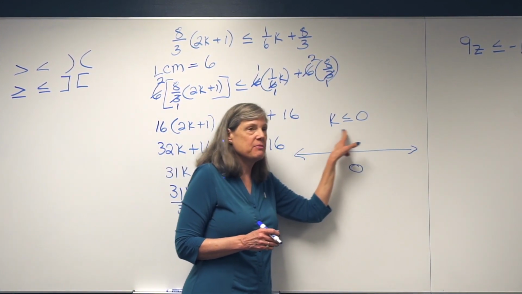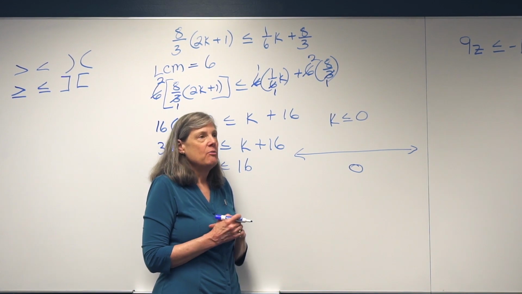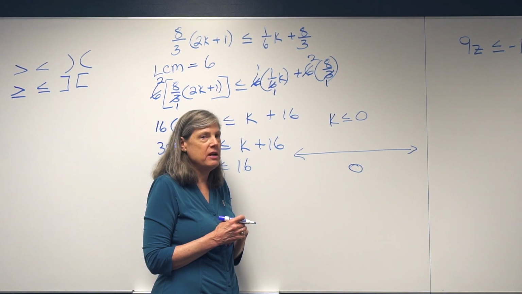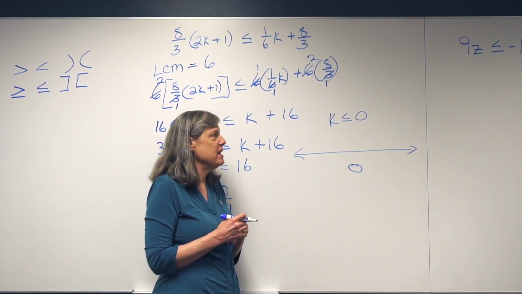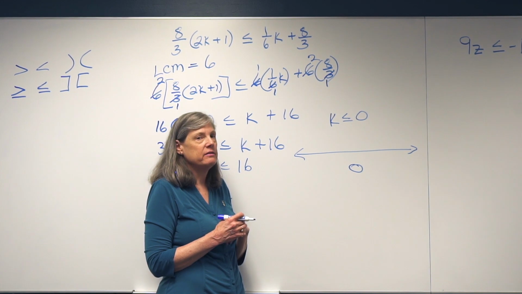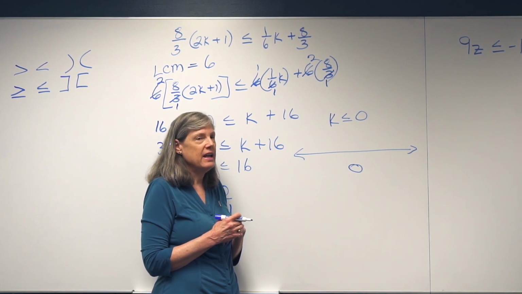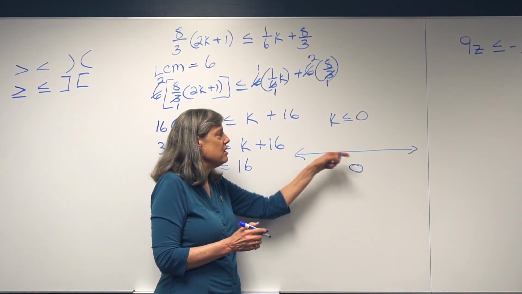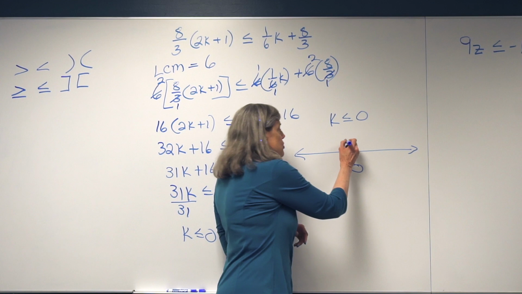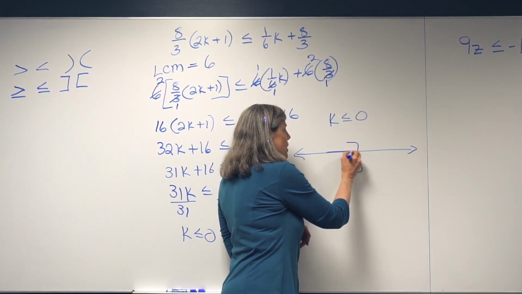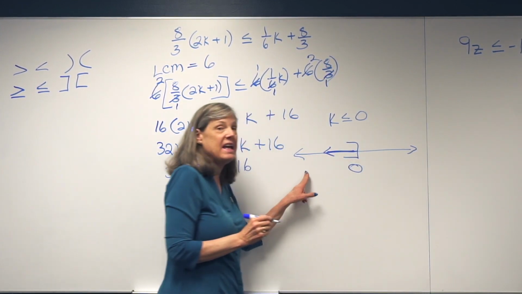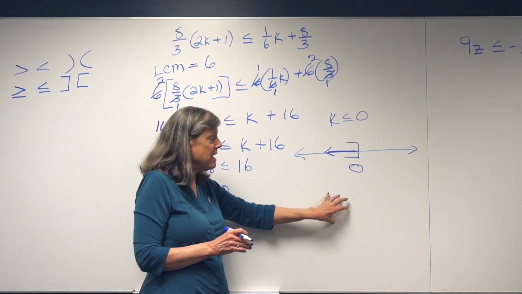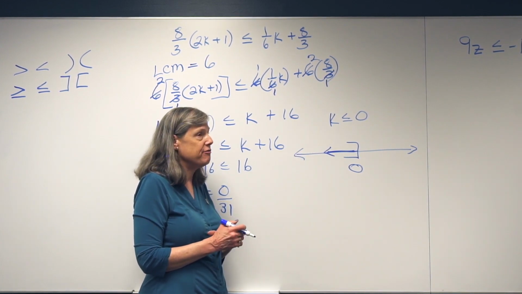So, now let's think of some things that K could be. Well, could K be 1, 2, 3? Oh, no. Let's go the other way. Could K be negative 1, negative 2, negative 3, negative 20? Okay, so yes. So we are going to the left. So we put our bracket, and it's going all the way to negative infinity. So there's my graph.